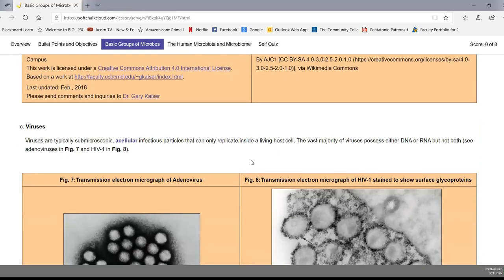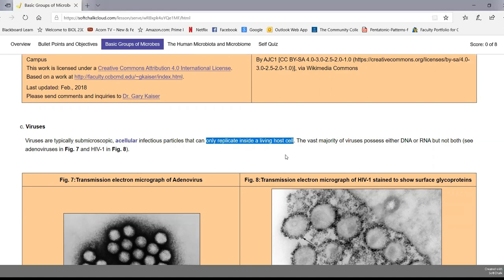Another group of microbes we'll be looking at during the semester are viruses. Now, viruses are typically submicroscopic, and that means we can't see them with a conventional light microscope. They're too small, although we can see them with an electron microscope. And another very important thing about viruses, as we'll be learning when we get to pro and eukaryotic cells, is that they are acellular. They're not composed of cells. So we call them acellular infectious particles. And they can only replicate inside a living host cell.